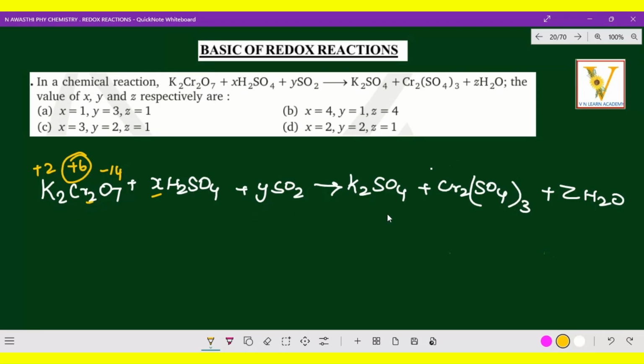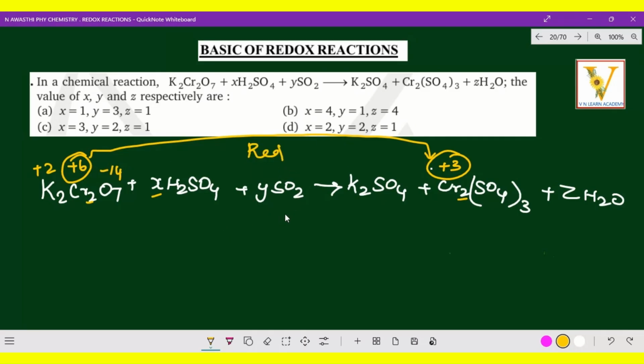So plus 6 oxidation state converted to plus 3. How do we get plus 3 here? Sulfate, actually what is it? Minus 2. Minus 2 into 3, minus 6, right? So minus 6, this is 2x, no? So 6 divided by 2, so that is plus 3. So plus 6 is converted to plus 3 oxidation state. Here reduction, plus 6 converted to plus 3, it is reduction, right?